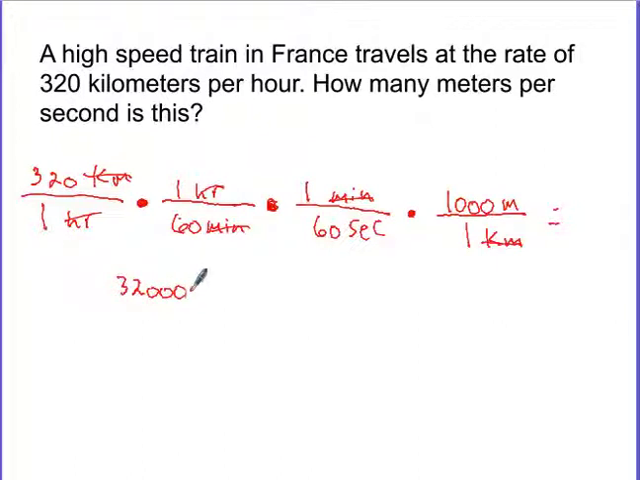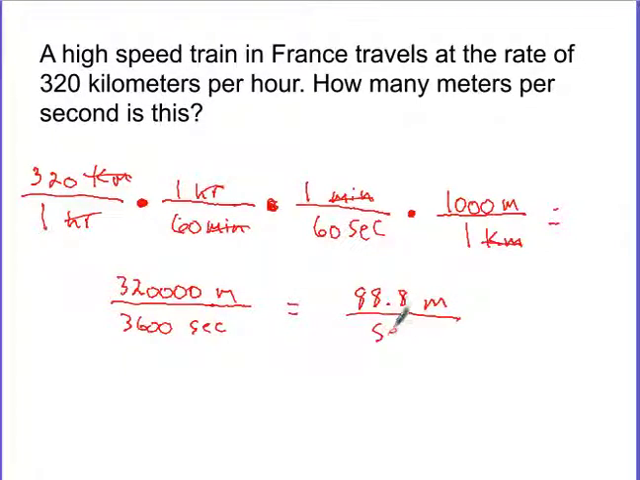60 times 60 equals 3,600 on bottom, yes. Don't forget your labels. This is seconds. This is meters. 88.8 repeated. 88.8 meters per second. Wouldn't it be 0.9? 88.9 meters. Okay, I didn't have a calculator.